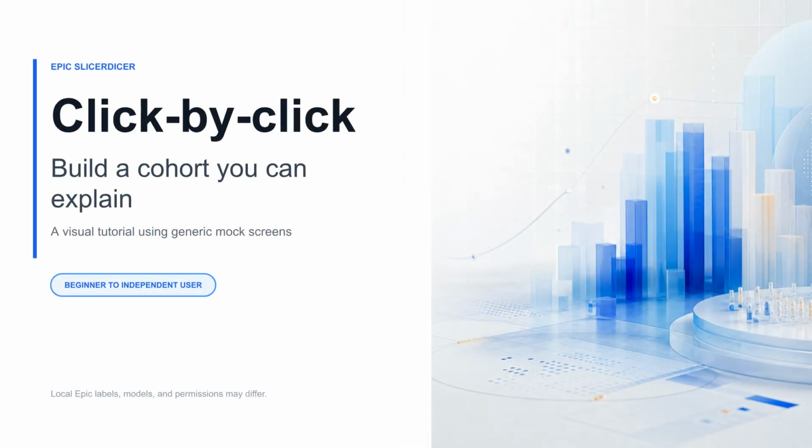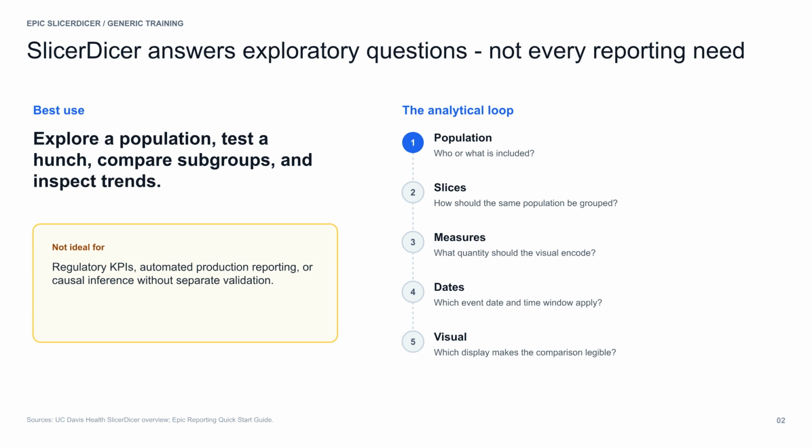Welcome to this video tutorial on using Epic-SlicerDicer. We will walk through the steps to build a cohort that you can easily explain and share, using a series of generic mock screens to guide you. SlicerDicer is best used for exploratory questions, such as testing a hunch or inspecting trends within a population. Remember that it is not ideal for formal regulatory reporting or causal inference unless you perform a separate validation.